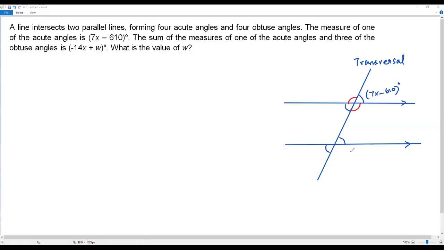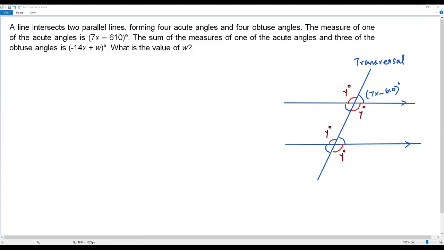1, 2, 3, 4. The 4 angles I have marked in red color at the point of intersection are obtuse angles, and all these 4 obtuse angles are equal in measure. Whenever two parallel lines are intersected by a third line, which is called a transversal, the 4 obtuse angles formed at the point of intersection must be equal. For example, if I assume y degrees as the measure of this obtuse angle, then the measure of this obtuse angle also must be y degrees, because all the 4 obtuse angles at the point of intersection must be the same, y degrees and y degrees.